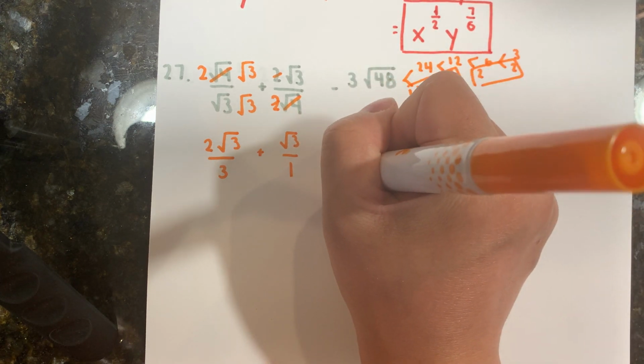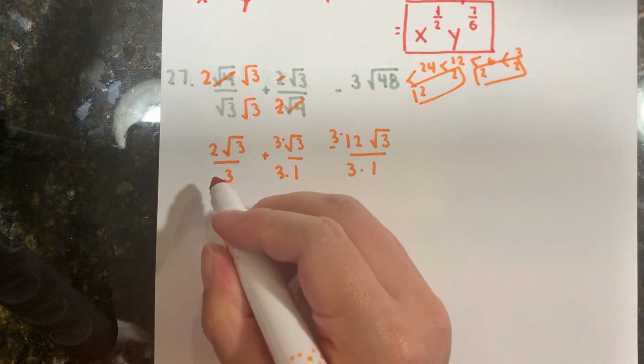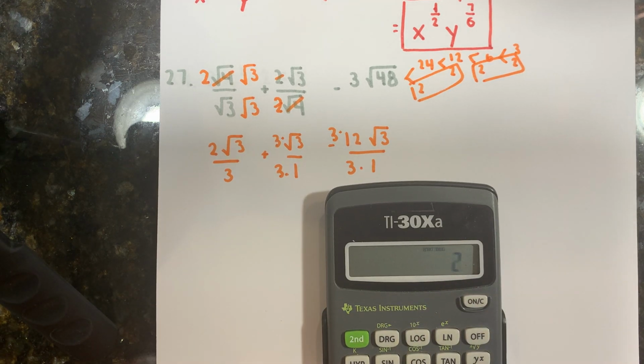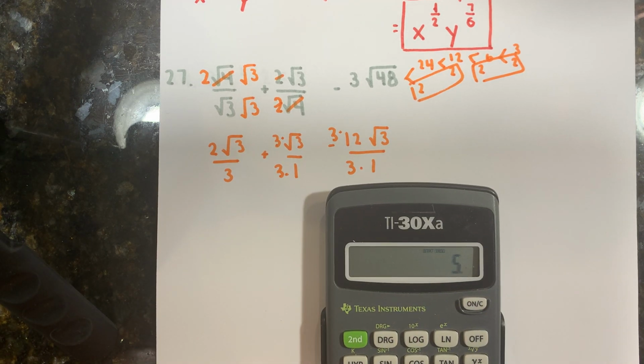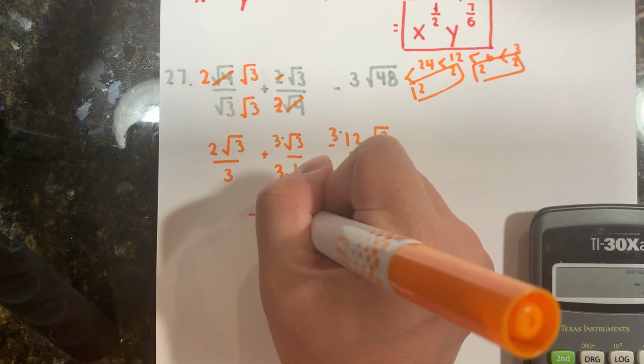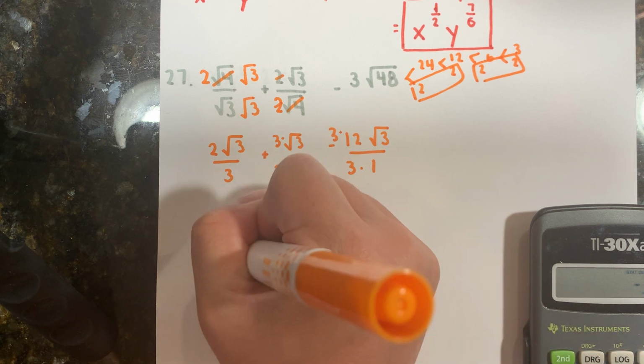Common denominator is going to be 3. So I have 2 plus 3 minus 36, which gives us negative 31 root 3 over 3.